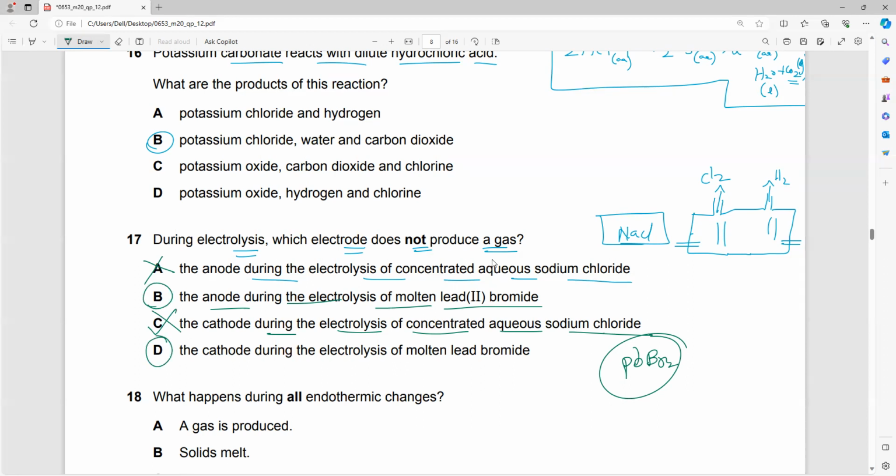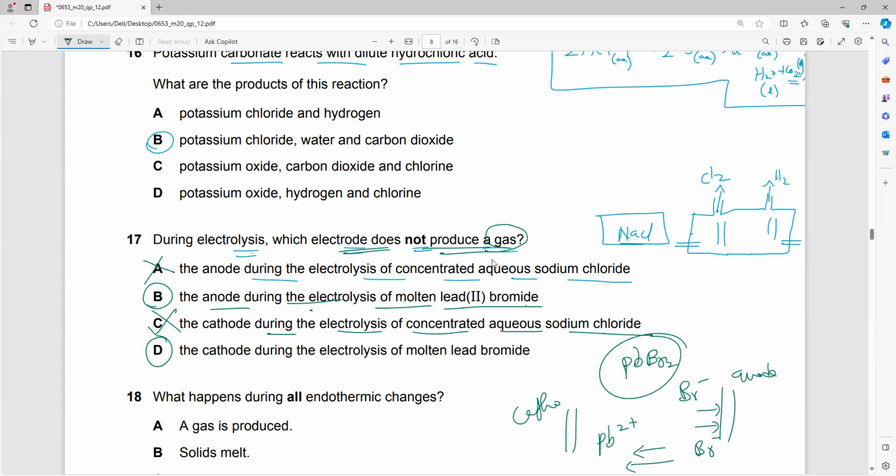So lead bromide, you all observe. On decomposition, Pb2+ ions will move towards the cathode, and bromide ions, Br minus, towards the anode. That is the electrolysis process. Now the question asks which electrode does not produce a gas. Anode during the electrolysis of molten lead bromide.